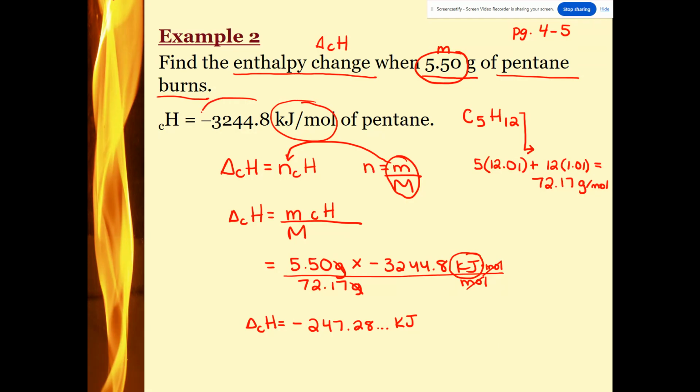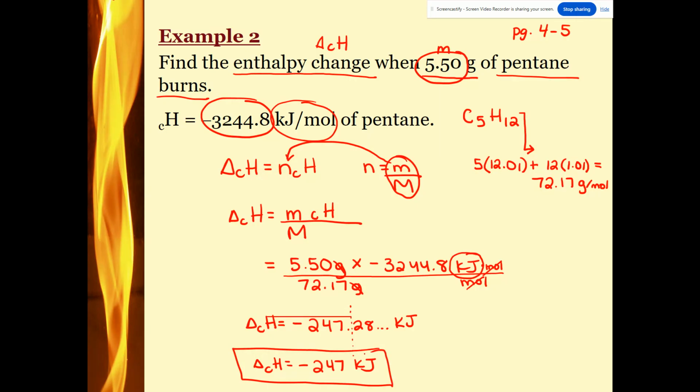While I have 5 sig digs in my molar enthalpy, there's only 3 in my mass. So that means I'm limiting my answer to 3 digits. So I don't cut off the decimal and need scientific notation. I am cutting off a 2, so it doesn't round anything up. It's negative 247 kilojoules for your final answer.